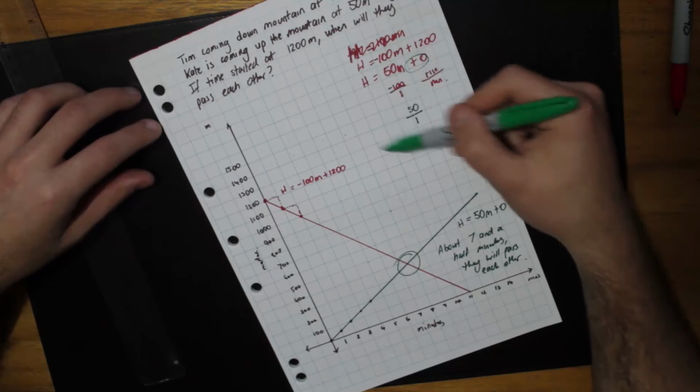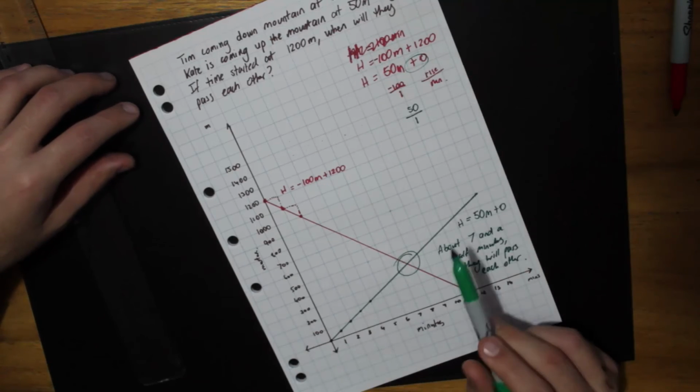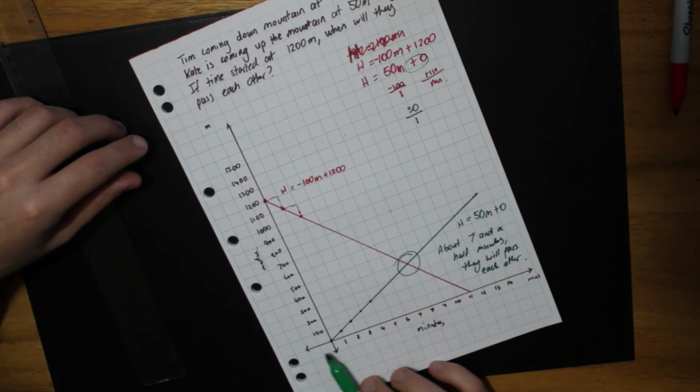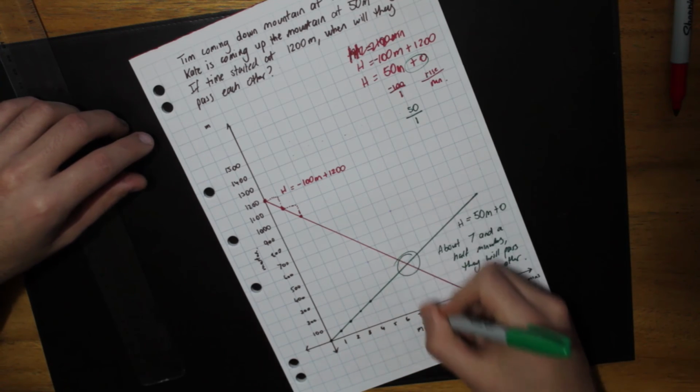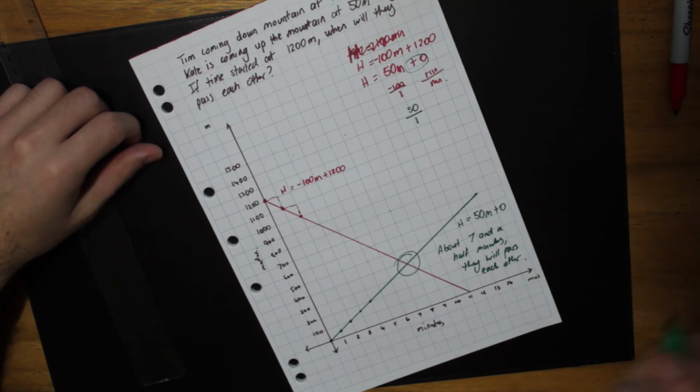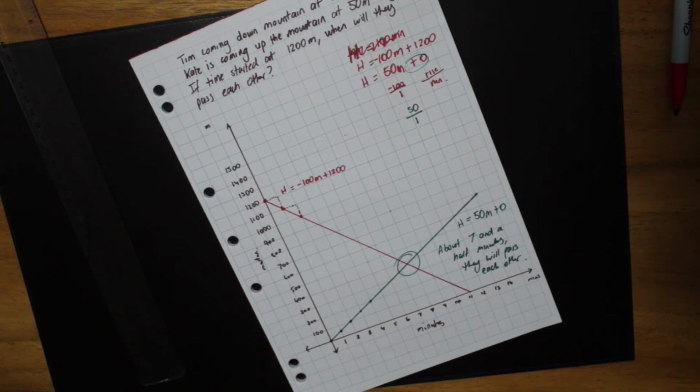So all I've done here is I've plotted 2 different lines on my graph using linear equations. I've found the intersect, and by doing that I know about where they're going to pass as Tim's coming down the mountain and Kate is going up. And that is solving a word problem using linear equations and the intersect.